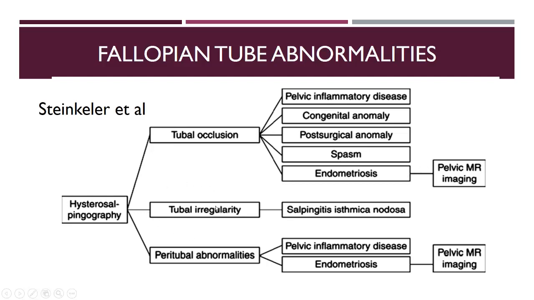In the presence of tubal irregularity, salpingitis isthmica nodosa is to be considered, which is a sign of TB salpingitis. We also have peritubal abnormalities that cause the fallopian tube to have an irregular course, like pelvic inflammatory disease and endometriosis. And here we have peritubal adhesions or pelvic adhesions. Sometimes we name these abnormalities the tuboperitoneal factor for infertility, where the adhesions are either in the fallopian tube itself or in the surrounding peritoneum.